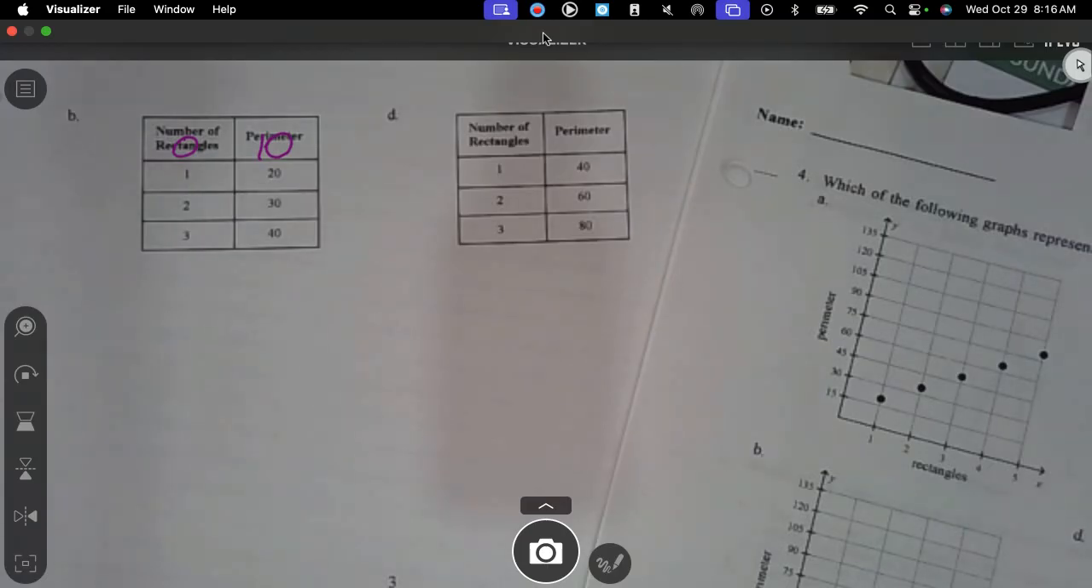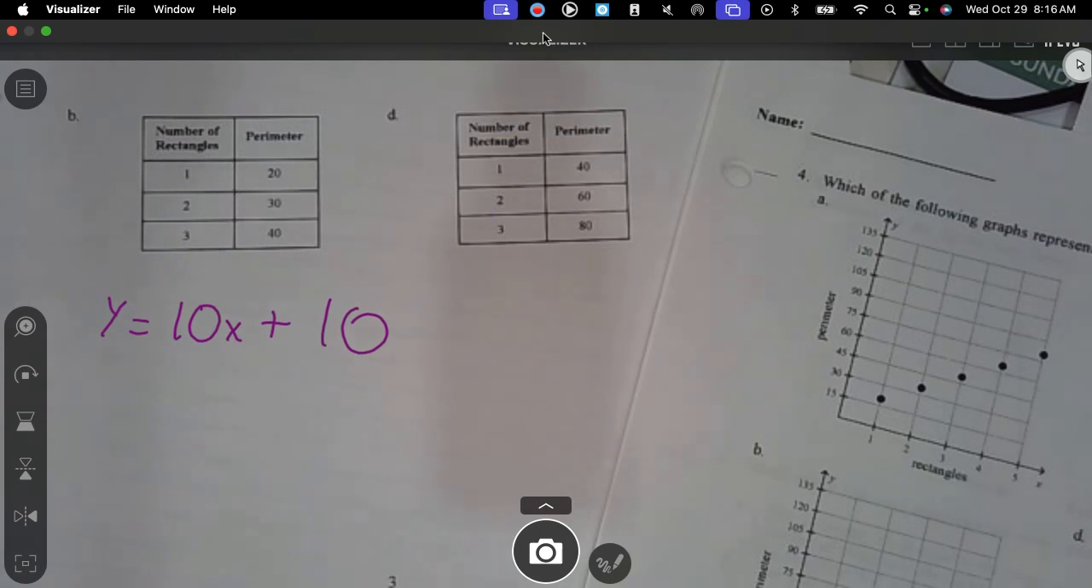What am I going up by every time? 10. So y equals 10x. And what do I start at right here at 0? 10. That's your equation. To me, that's the easiest way to do it, to look at your table. But your table has to start at 0 to do that. So I just found it. Does that make sense, y'all? Maybe not. Here, I'll show you the other way.